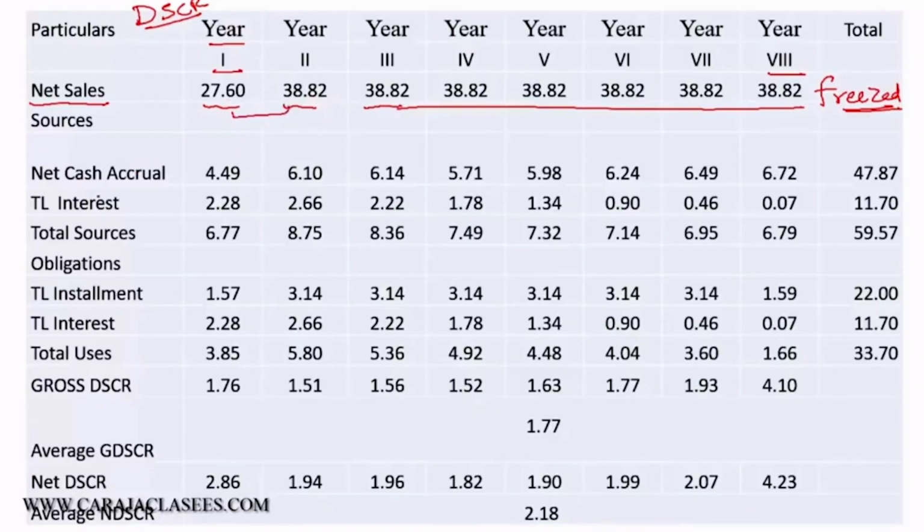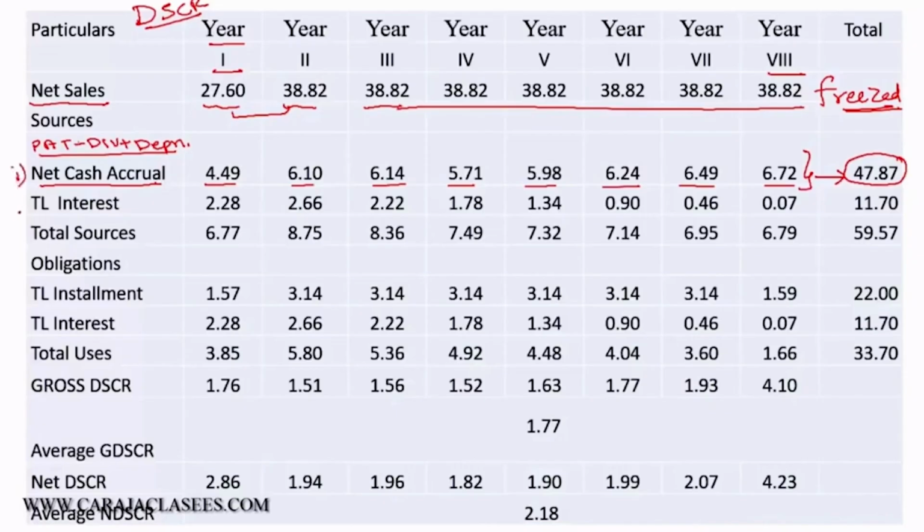Now here you have the net cash accrual calculation. This is something which they have picked up from CMA. So what is net cash accrual? It is PAT minus dividend plus depreciation. When they did this calculation, they got 4.49, 6.1, 6.14, 5.71, 5.98, 6.24, 6.72. So for 8 years we have, and all this added together is 47.87 crore. This attains significance especially when we are looking at gross average DSCR, which you will understand shortly. So this is net cash accrual.